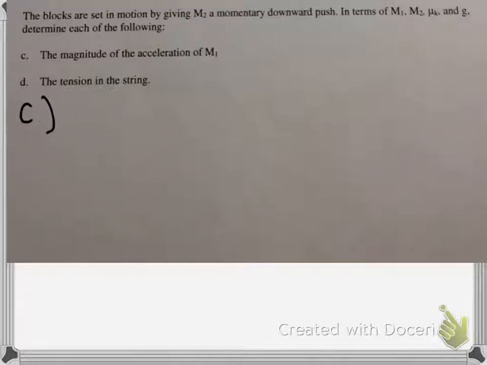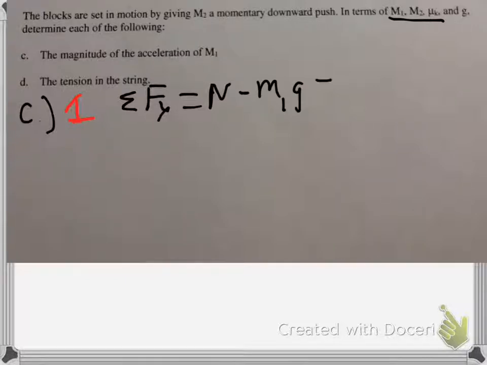Part C. We're looking for the acceleration, and we can only use these terms: M1, M2, mu k, so now it's sliding friction, and G. So how do our equations change? For block 1, in the y, it's still in equilibrium. So still normal force minus m1g is equal to 0, so the normal force is still equal to m1g. We have that from earlier.